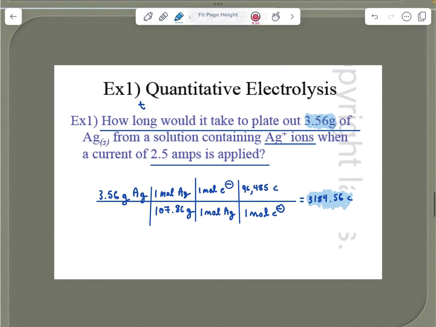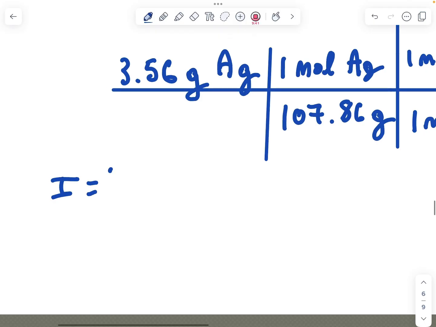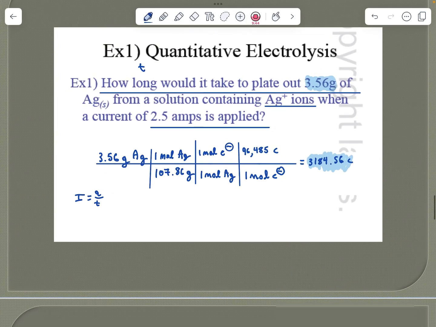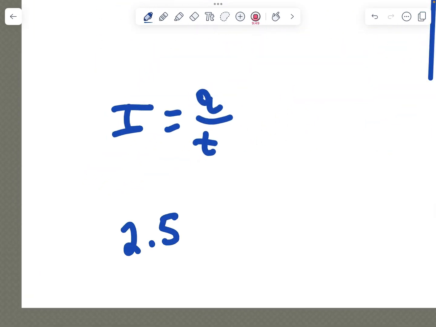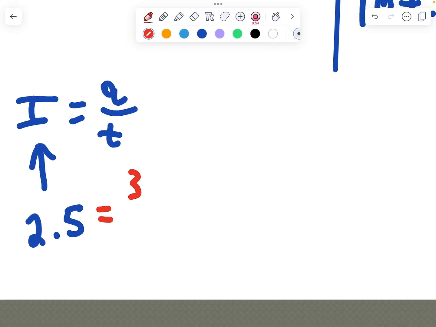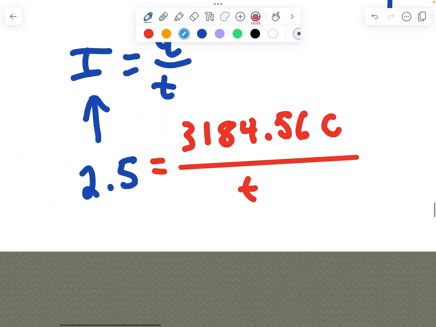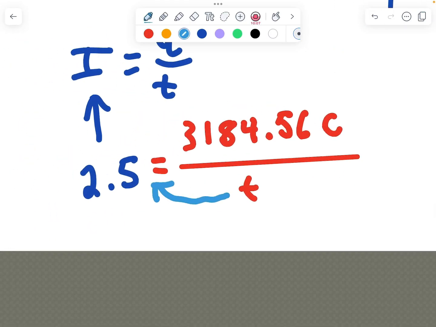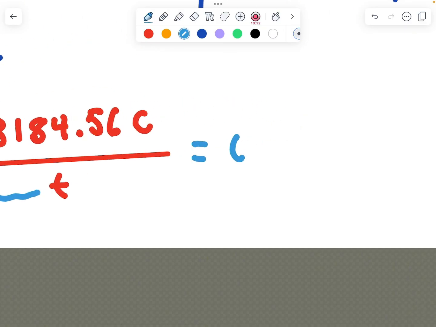Okay, and so now that we have our charge, remember amps are charge per second. We know our current, and we know our charge, and we're solving for time, so we're just going to use some algebra here. We know that our amps, this is our I, is 2.5, and that equals the number of coulombs we calculated, 3,184.56 coulombs, divided by time. What we're doing in algebra is multiplying by t and dividing by 2.5, so they really are going to switch partners.